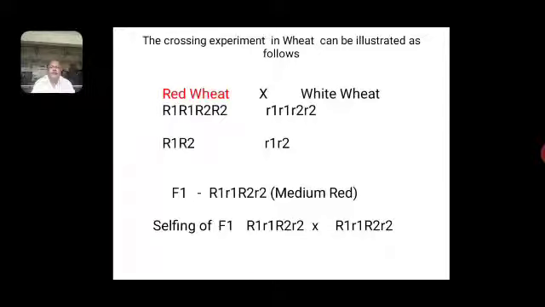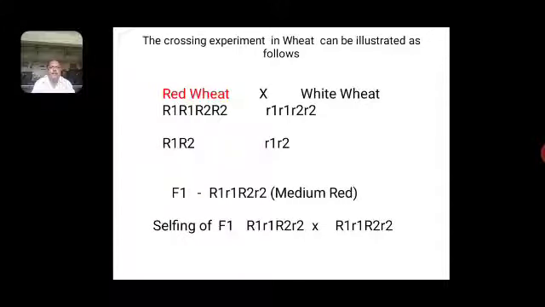The red wheat is crossed with white wheat. The red wheat has genotype capital R1 capital R1 capital R2 capital R2, which are dominant characters, and the white wheat has the genetic combination small r1 small r1 small r2 small r2. If we form the gametes of these genotypes, we get capital R1 capital R2 from red wheat and small r1 small r2 from white wheat. The F1 generation will be heterozygous in nature. It will have capital R1 small r1 capital R2 small r2, and this will have medium red color. So we started with red and white wheat, but here the F1 has medium red colored seed.